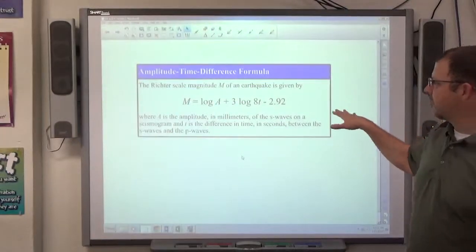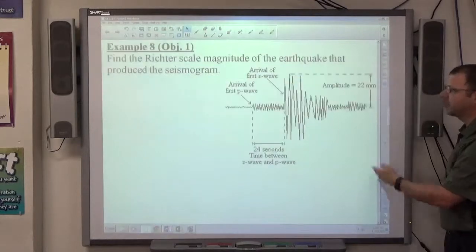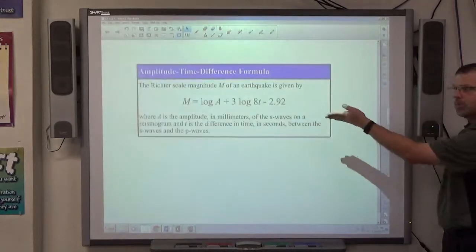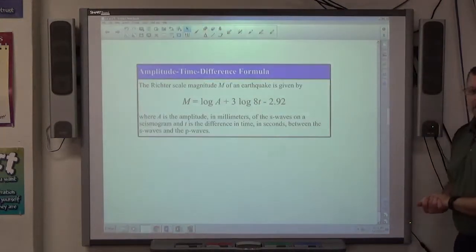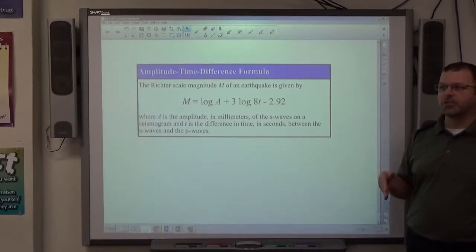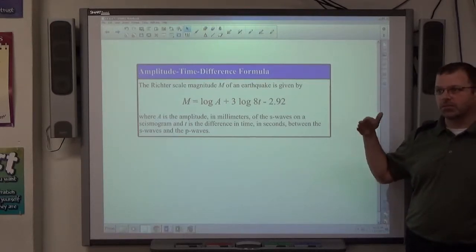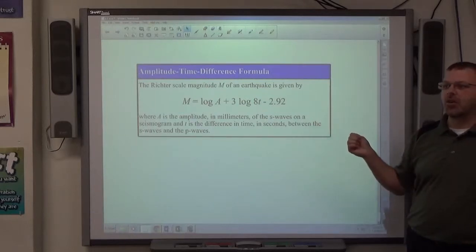All right, we're going to use this formula to measure the magnitude of an earthquake if we get a seismogram. So if you see a seismogram, you're going to be using this formula. As with the rest of the formulas in this section, I'm not going to make you memorize the formulas. Any formulas you need for a quiz or a test will be supplied to you during that quiz or test. So don't feel like you have to know what a formula is in your head. Just know that you have to know how to use them.